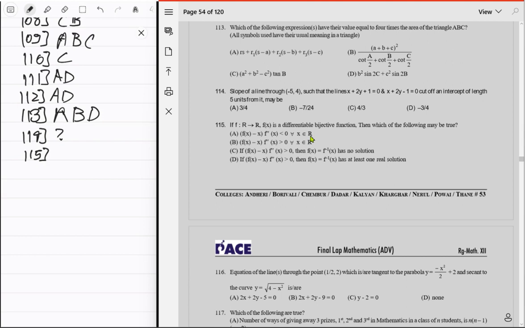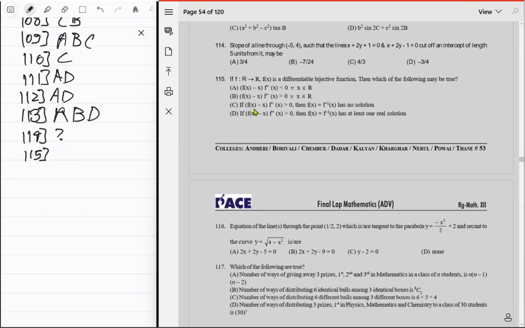So, 5 installment, whatever it is. F real to real is a differentiable bijective function. The following may be true. For a real to real bijective function, what is true about it? So x minus x times f double dash is less than 0. Which is a bijective function? So just gonna be like that, of course.